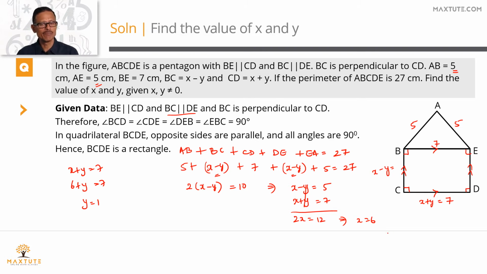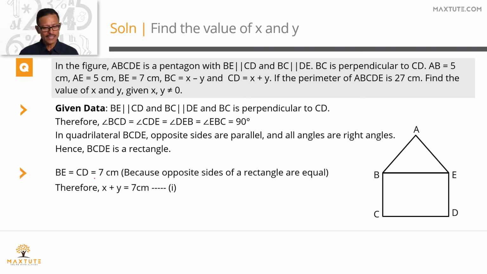Quickly recap it in a minute in a printed form. Here is the data that we have, x plus y. We realize that because these two sides are parallel and these two sides are parallel and this is perpendicular, we inferred that all of these 4 angles will have to be equal to 90 degrees. Opposite sides are parallel, all angles are 90 degrees. We know that it's a rectangle.